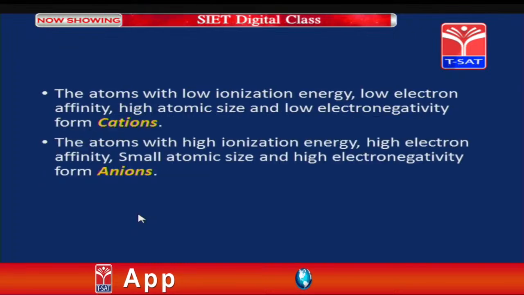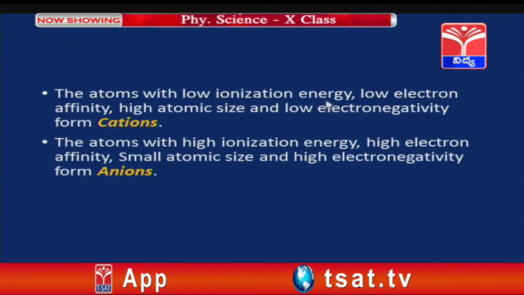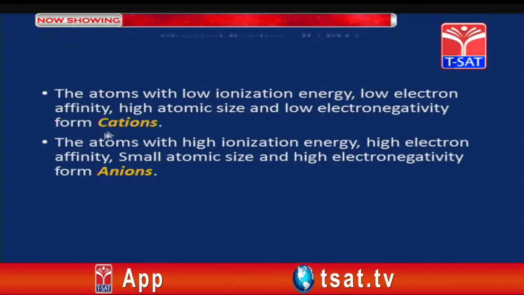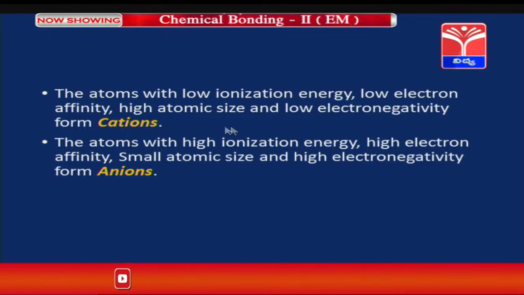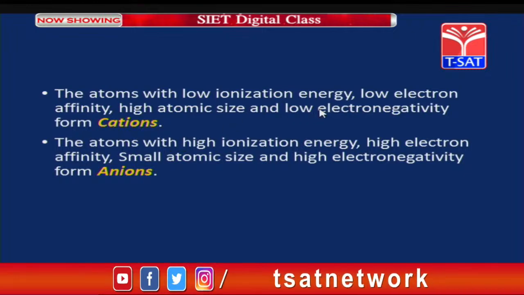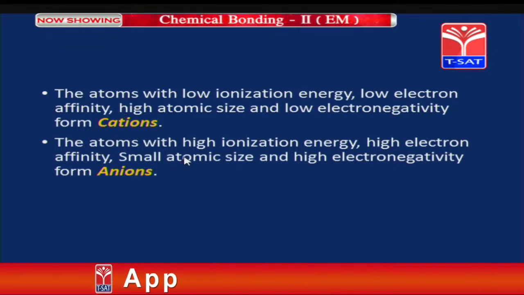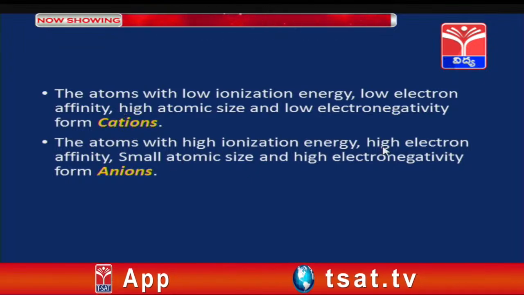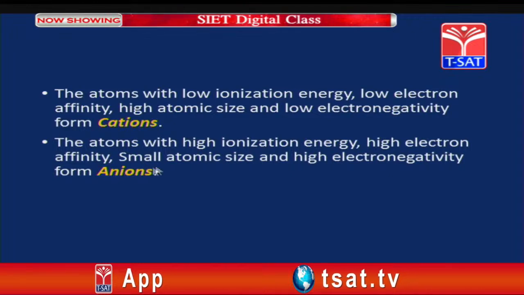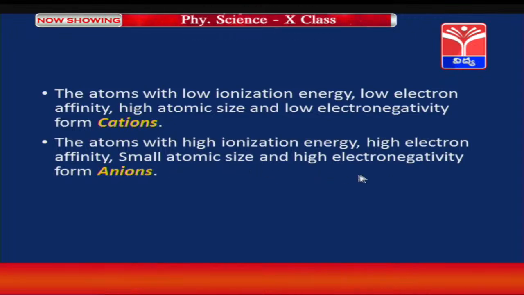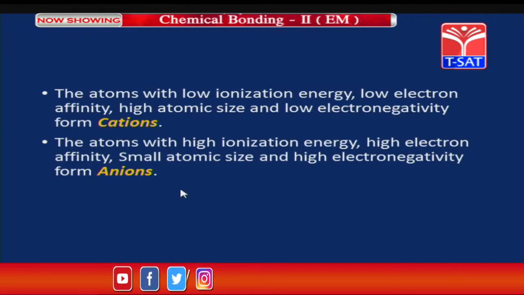So, children, the atoms with low ionization energy, low electron affinity, high atomic size and low electronegativity can lose electrons easily, and so they form cations. And the atoms with high ionization energy, high electron affinity, small atomic size and high electronegativity form anions.